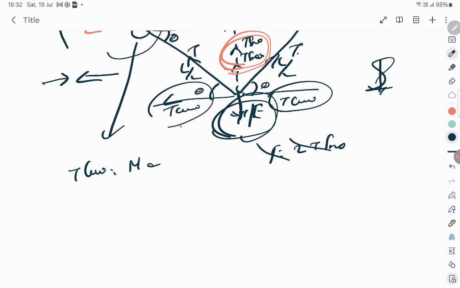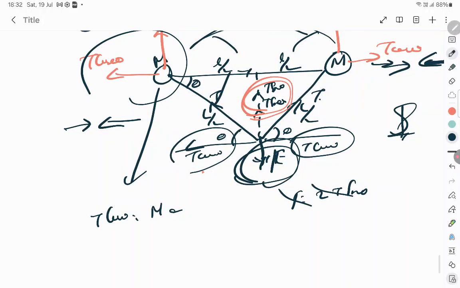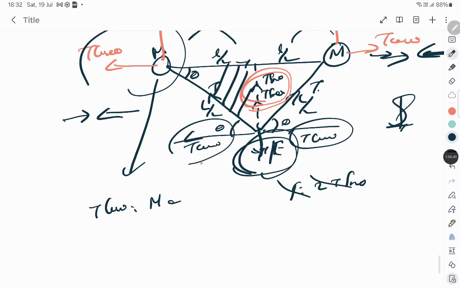What is cos theta? From this triangle, can you find what is cos theta? One second, hold on, somebody has come. So sorry guys, I had to break this.